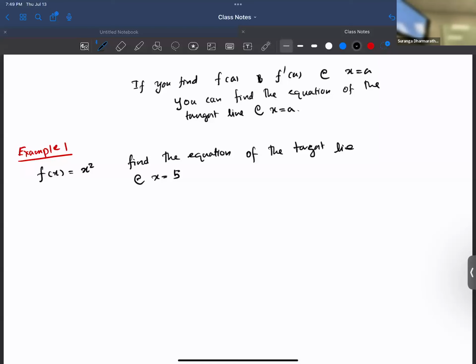Make 3 groups. Like working in groups. You are given problems in the class. Use the definition to find f prime a. Okay. To find f prime.